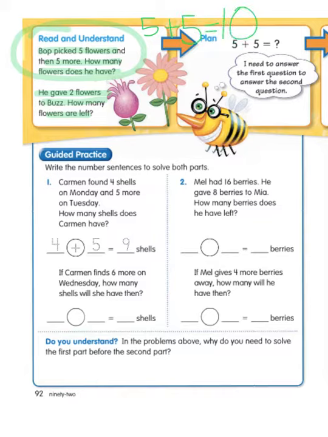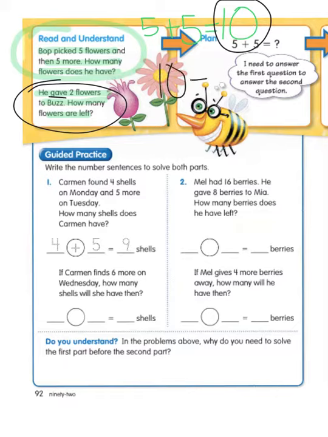Then we're going to take this number and use it in the second part, where it says he gave 2 of those flowers to Buzz. How many flowers are left? If he gives them away, that means we're going to subtract. So we're going to take the answer to the first part, 10, and we're going to subtract those 2 flowers to see how many flowers he has left now. 10 minus 2 equals 8. So our answer is 8.